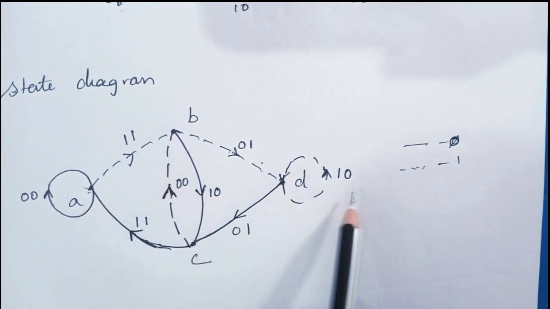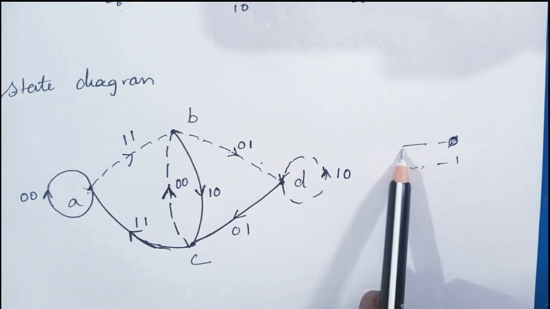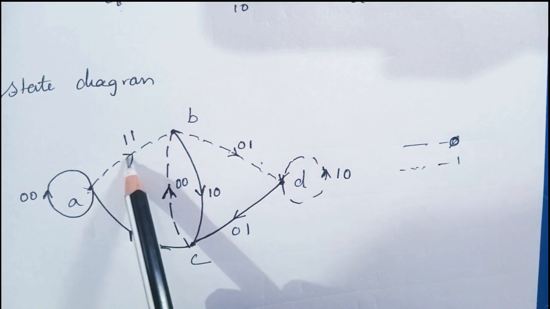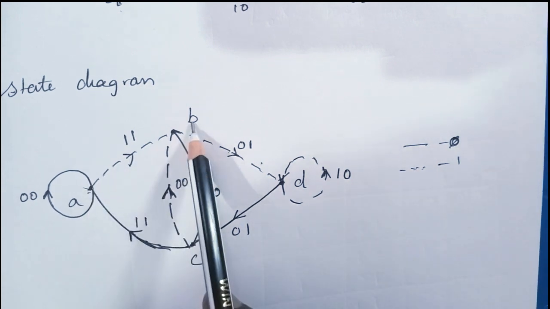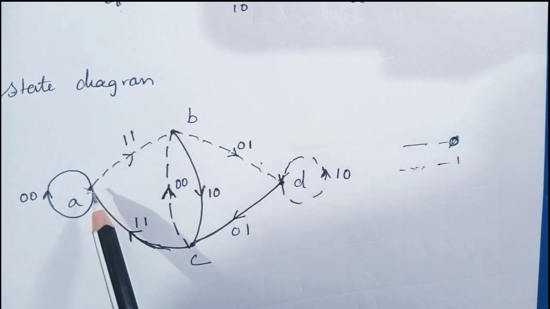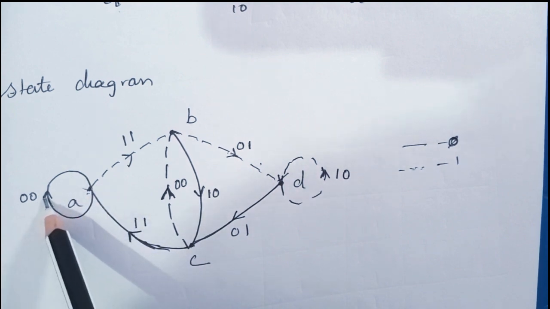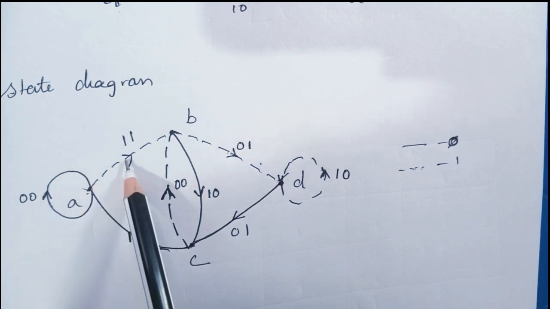So hope you understand how to draw the state diagram also. For the 4 states, please understand 1 represents a dotted line, 0 represents a solid line. So this arrow mark conveys that from the present state A, the next state is B, and the output is going to be 1 1. From the current state A, the next state is also A, and the output is going to be 0 0. So this solid line represents the input bit 0. This dotted line represents 1.